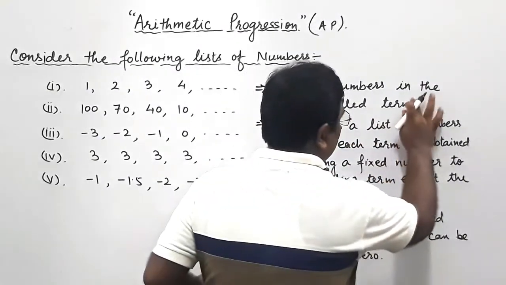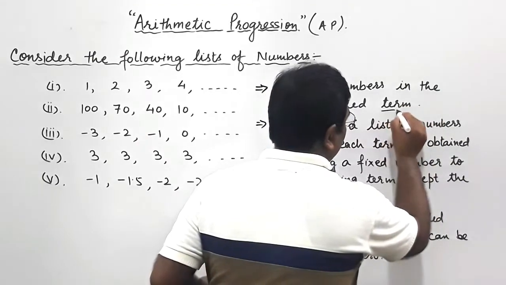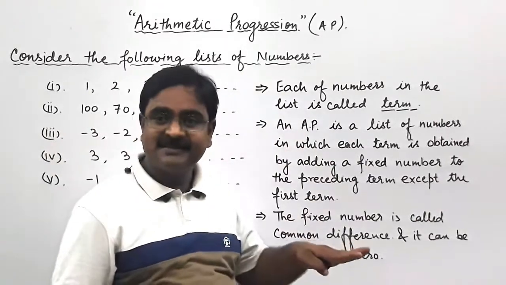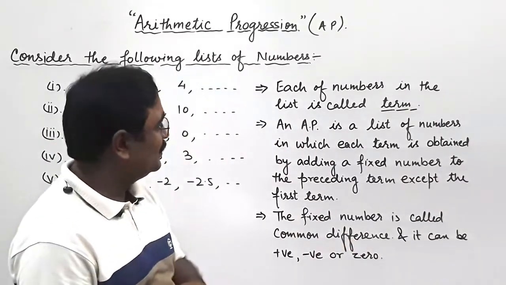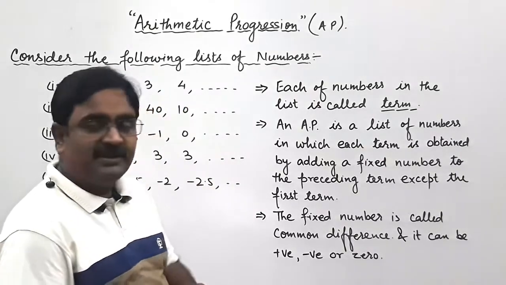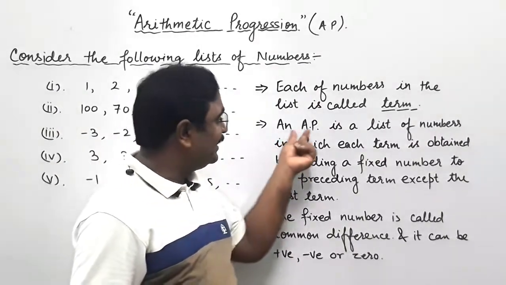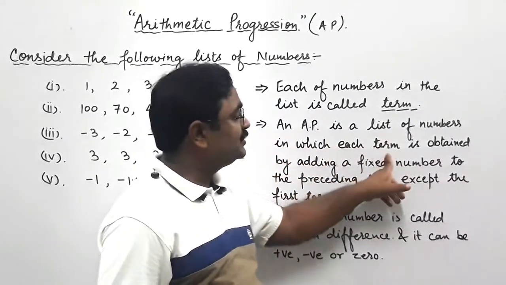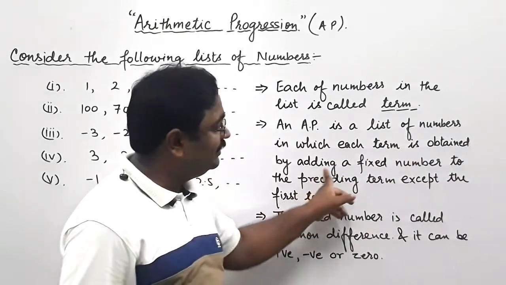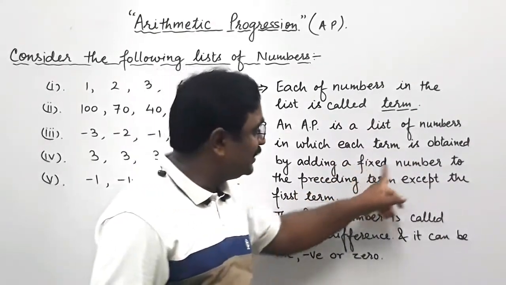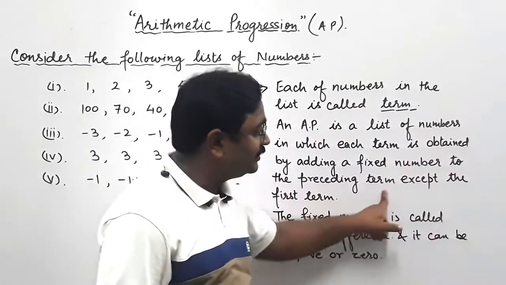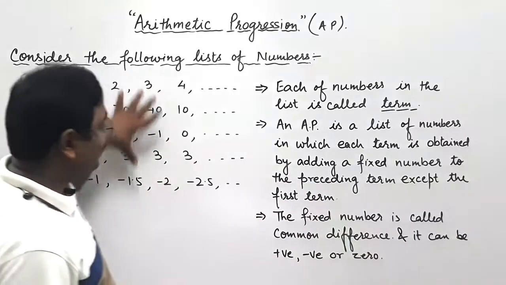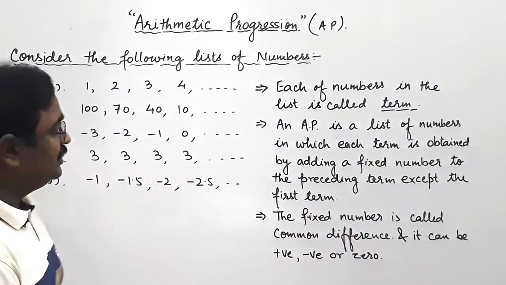So just keep it in mind that every number in this list is called a term. Now the next point that we have observed: an arithmetic progression is a list of numbers in which each term is obtained by adding or subtracting a fixed number to the preceding term, except its first term. Such patterns are called arithmetic progression.